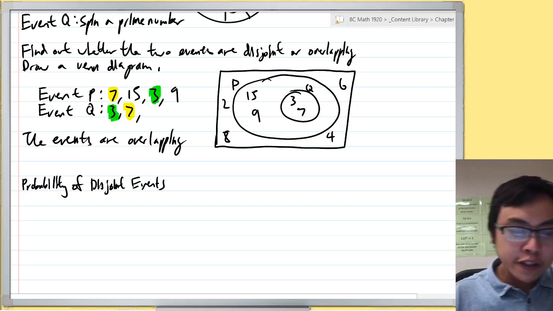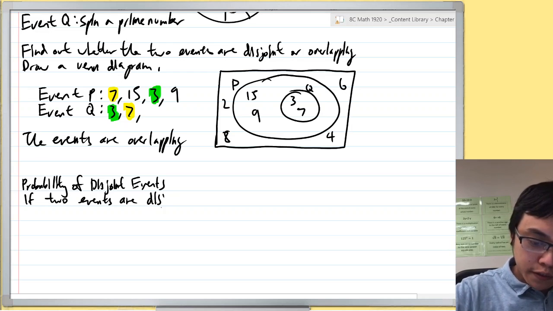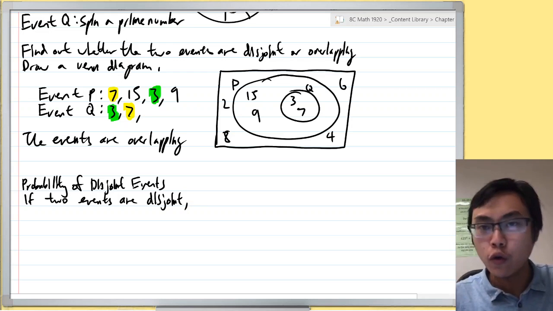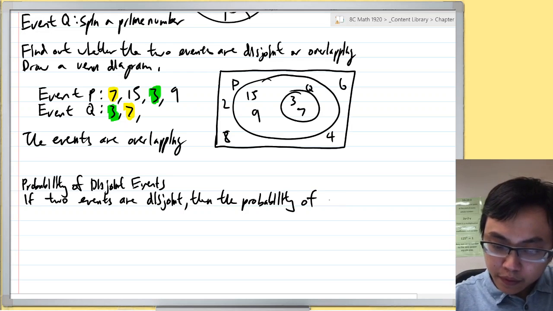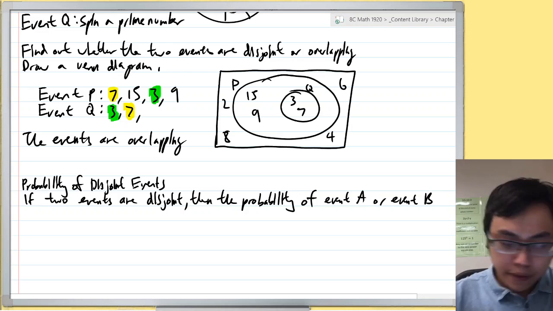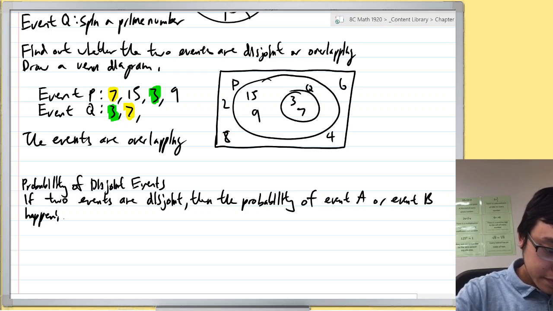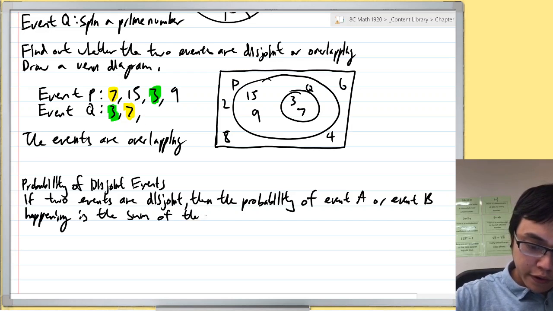The probability of disjoint events: if 2 events are disjoint, meaning that they have no single overlapping outcome, then the probability of event A or event B happening is the sum of their probabilities.